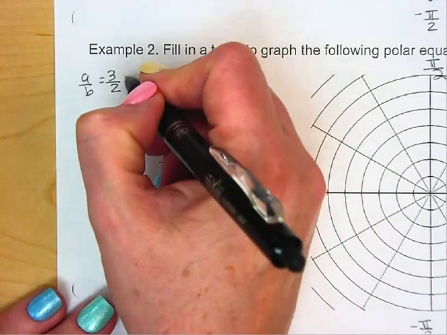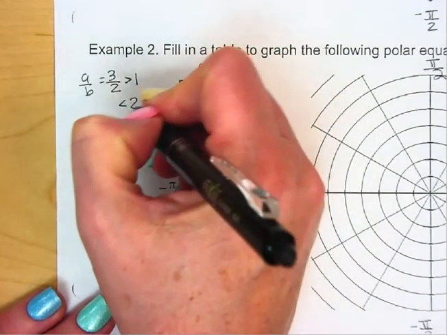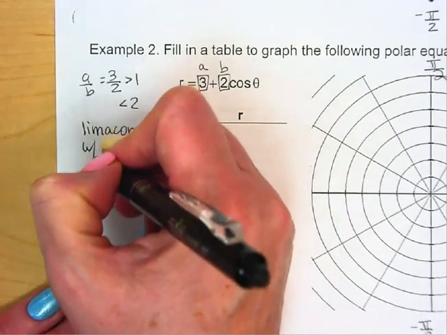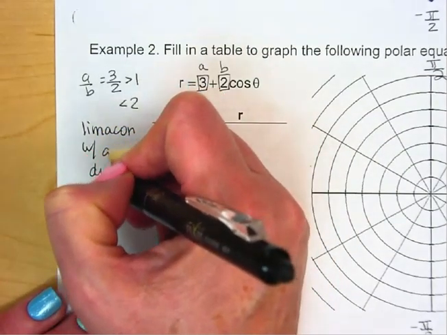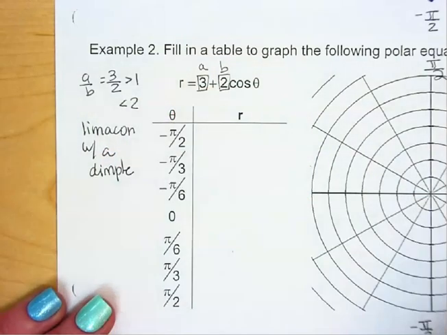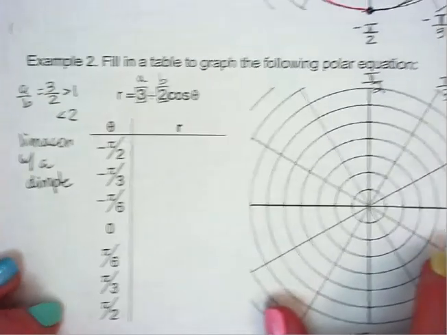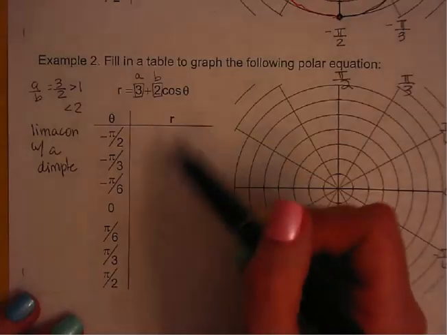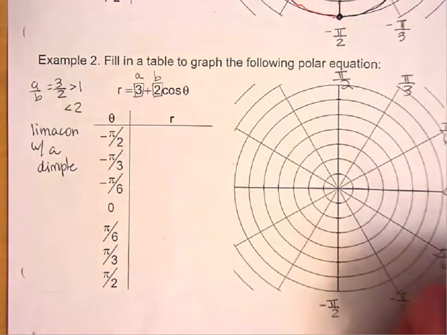So because this was greater than 1 but less than 2, we have a limaçon with a dimple. All right, so let's get started. We are going to be plugging our thetas in here and finding the value just like we did in the previous problem.